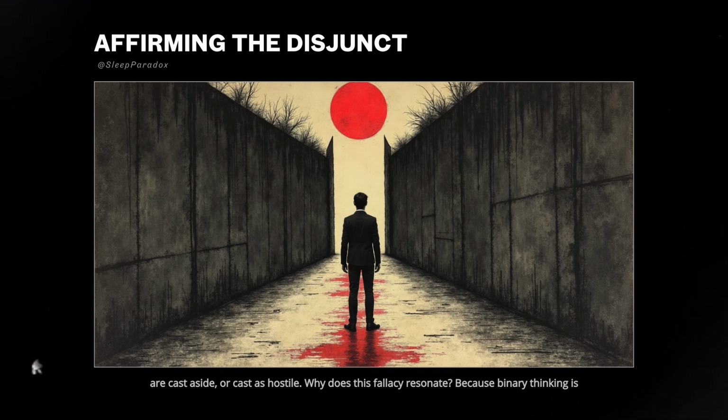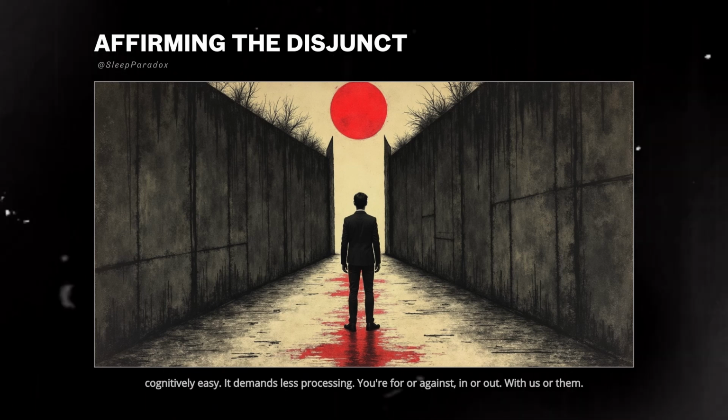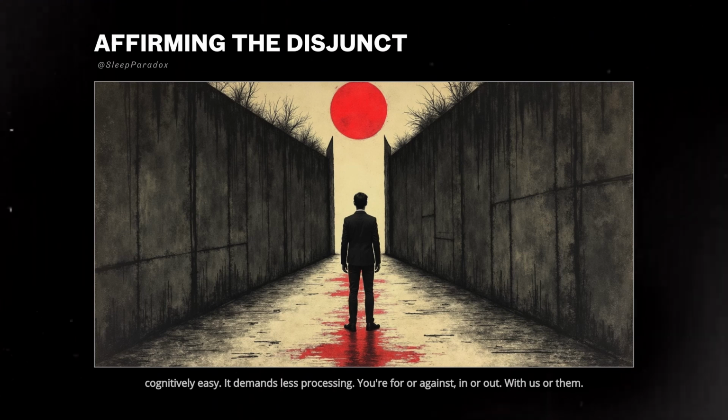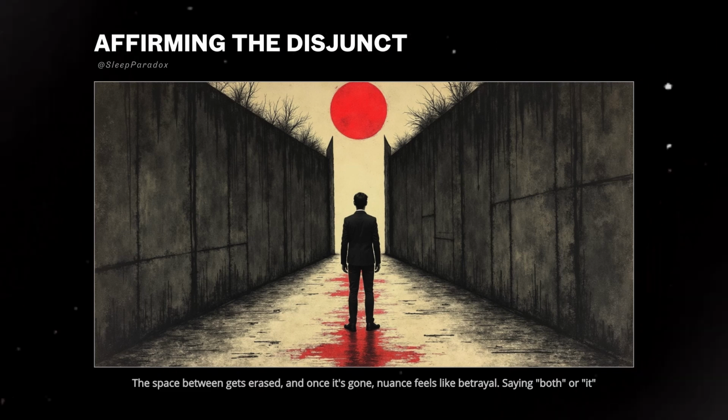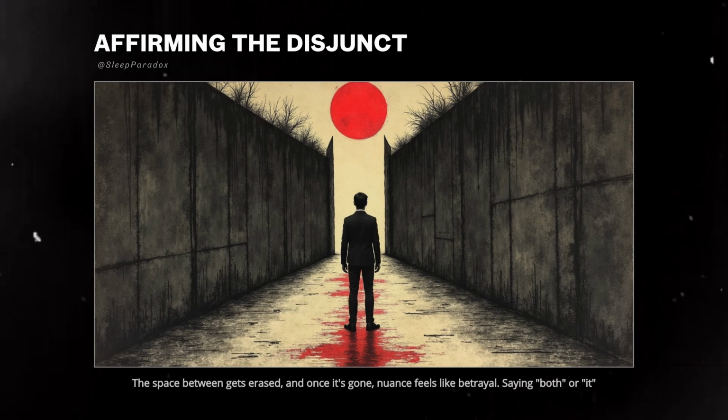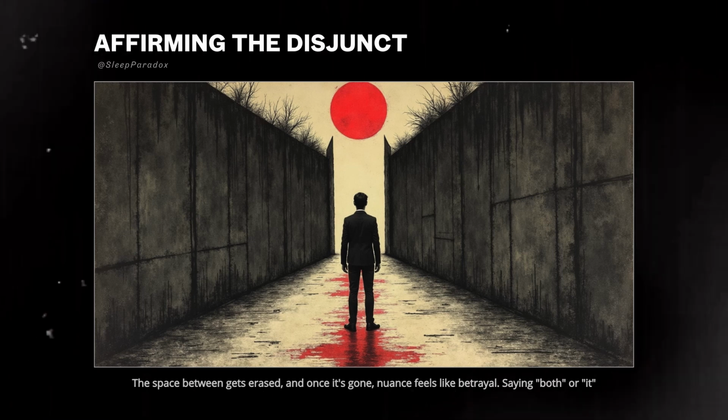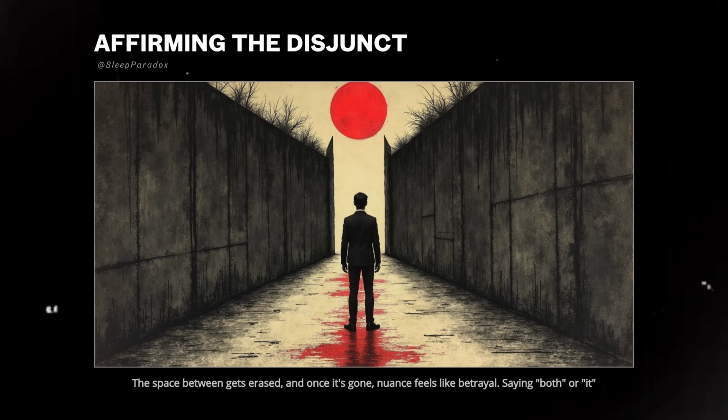Why does this fallacy resonate? Because binary thinking is cognitively easy. It demands less processing. You're for or against, in or out. With us or them. The space between gets erased, and once it's gone, nuance feels like betrayal. Saying both or it depends becomes suspect.